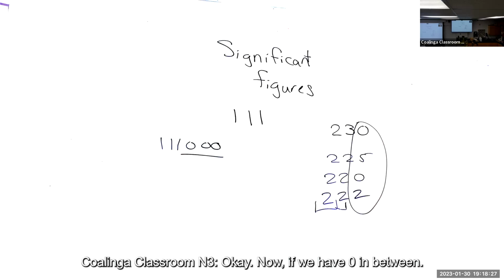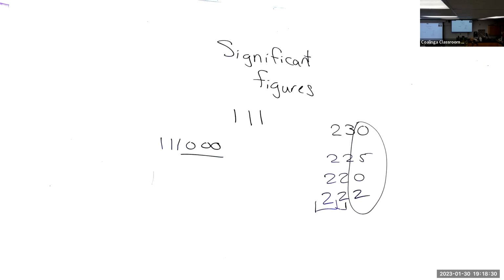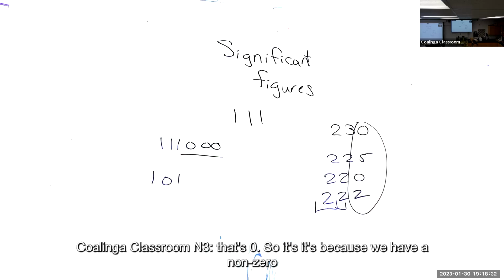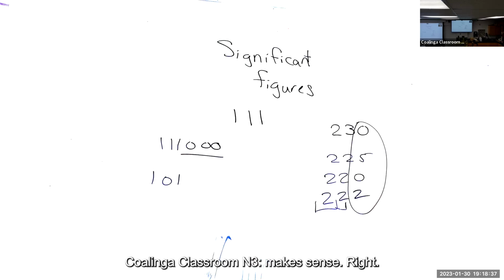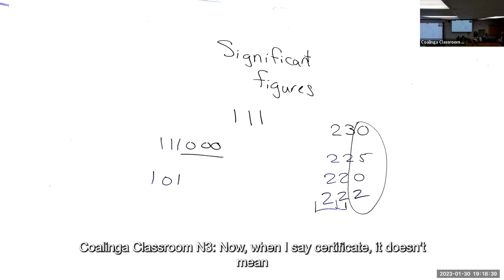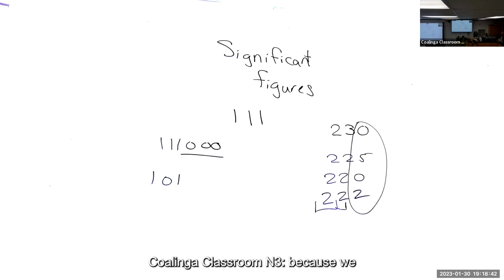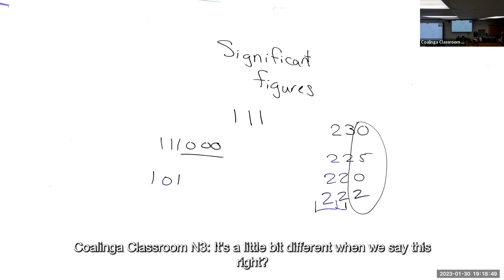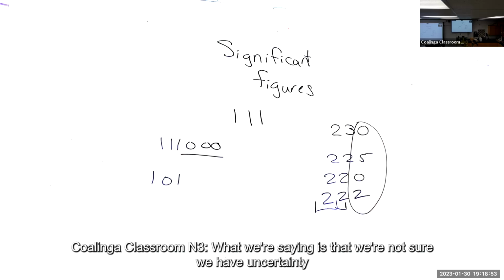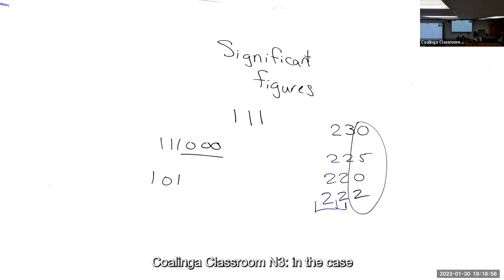Okay. Now, if we have zeros in between, that zero is considered significant because you have a non-zero following. Makes sense, right? Now, when I say significant, it doesn't mean importance, because when we think about significant, we say importance, right? My significant other, that person's important, right? It's a little bit different when we say this, right? What we're saying is that we're unsure, we have uncertainty in the case of these following zeros. We're not sure about it.